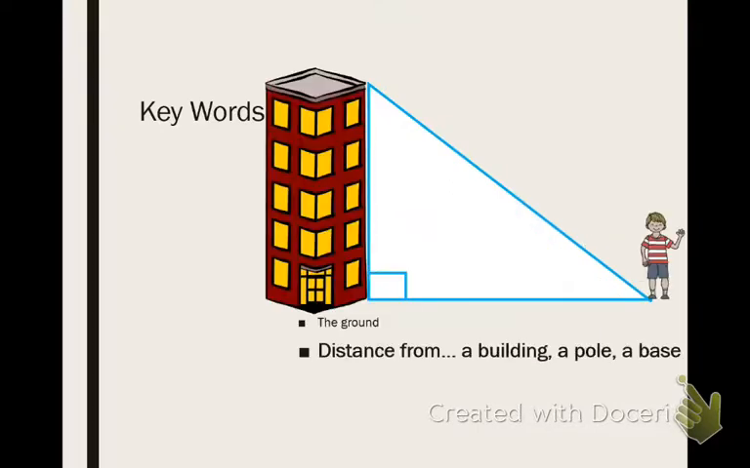So that's that. The distance from a building, a pole, or a base, so I'd write in all of those words, the distance from a building, a pole, or a base. You're going to see the word base a lot. When you think of base, you think of the bottom of something, okay?